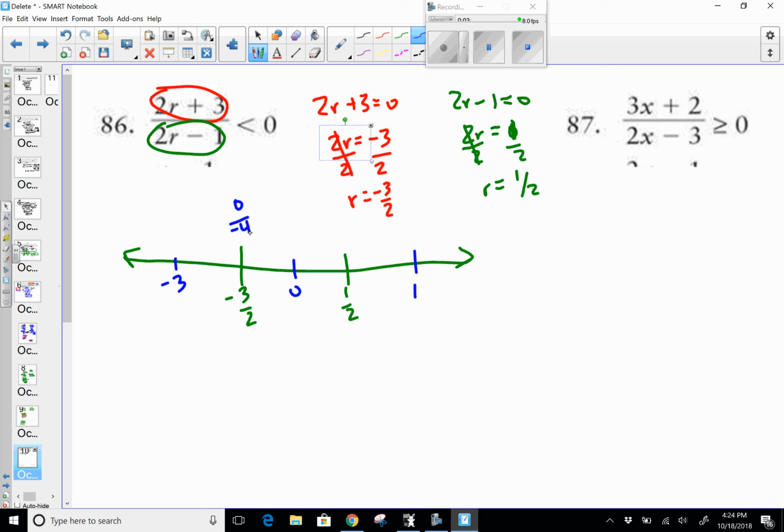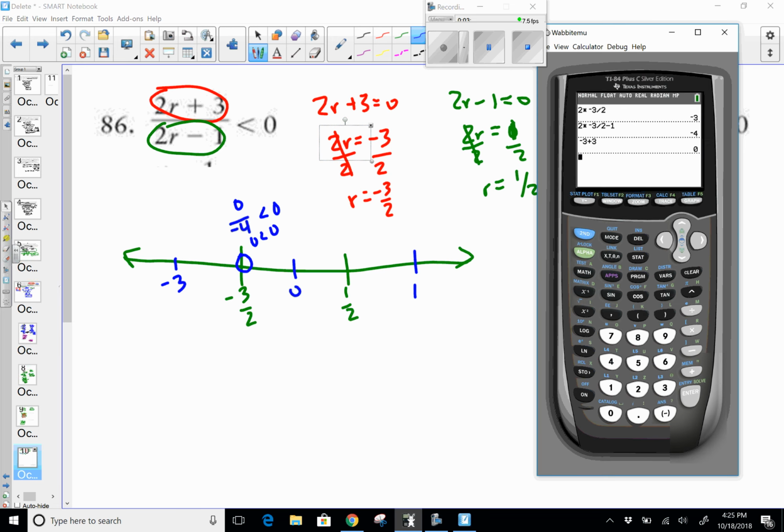So 0 divided by -4, I want to see if that's less than 0. So 0 divided by -4 is 0. Is 0 less than 0? The answer is no, so it's going to be open circle. Here's a hint, right? If this is going to be less than, usually it's going to be open circle, but you want to test points just to make sure. So I'm going to be a little bit more clear with the second point. So now I want to test 1/2.